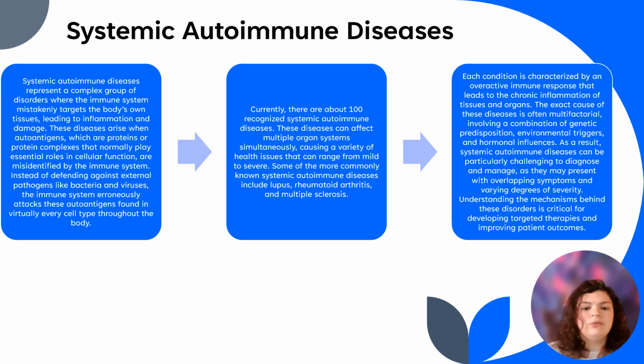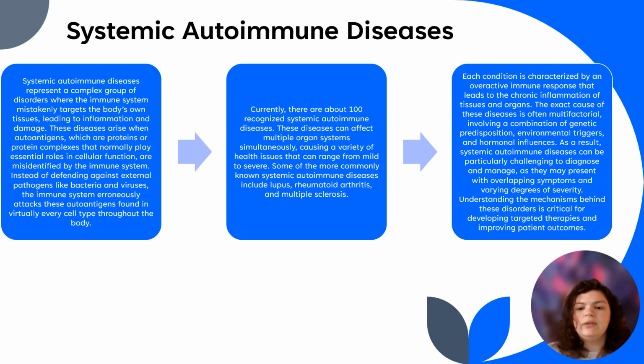Currently, there are about 100 recognized systemic autoimmune diseases. These diseases can affect multiple organ systems simultaneously, causing a variety of health issues that can range from mild to severe. Some of the more commonly known systemic autoimmune diseases include lupus, rheumatoid arthritis, and multiple sclerosis. Each condition is characterized by an overactive immune response that leads to the chronic inflammation of tissues and organs.